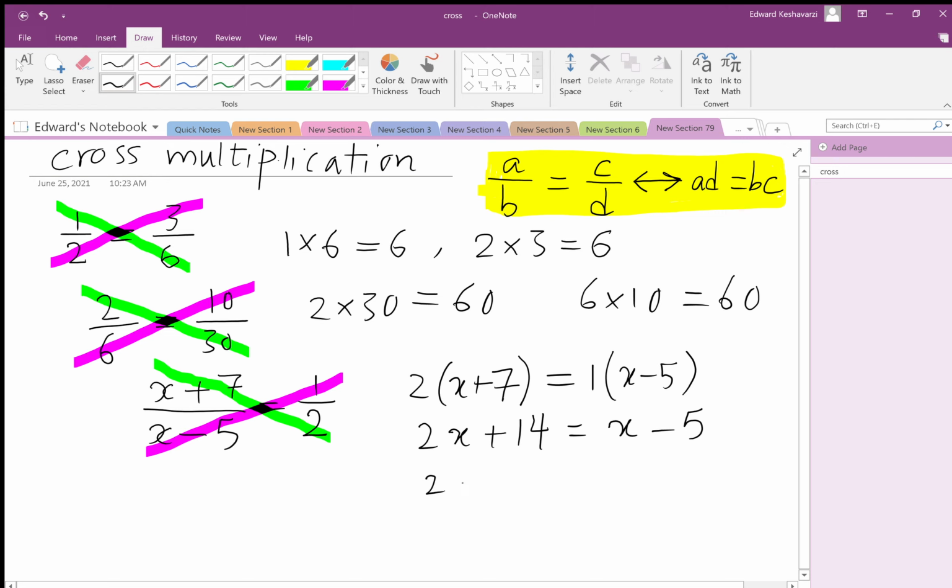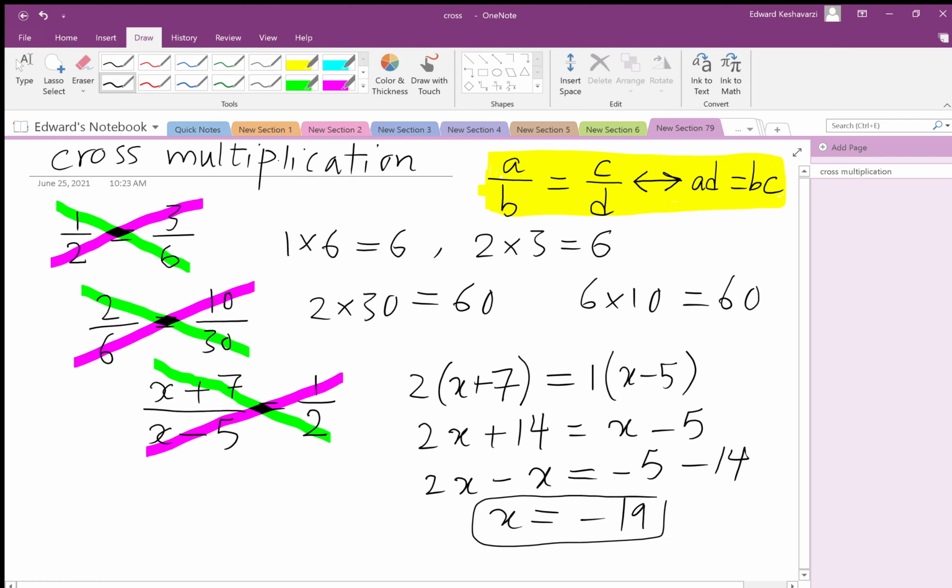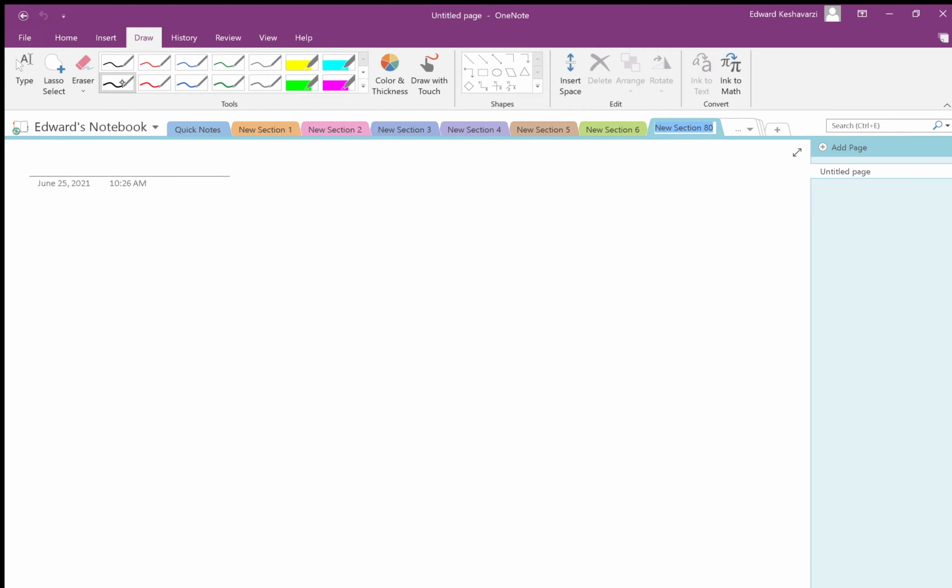By moving around the variables and the numbers which are not in the right spot, we'll have this. So x equals negative 19. And let's have another example. (2x plus 7) over 3 equals (5x minus 2) over 4. Okay.